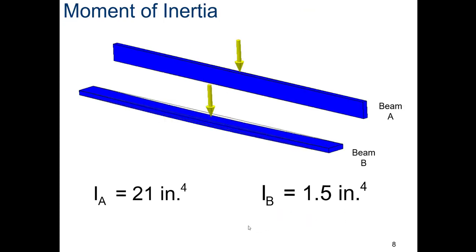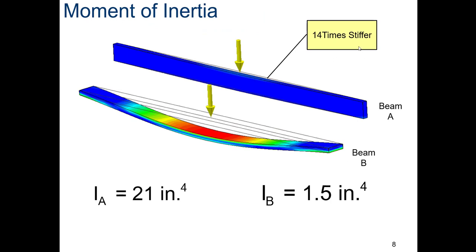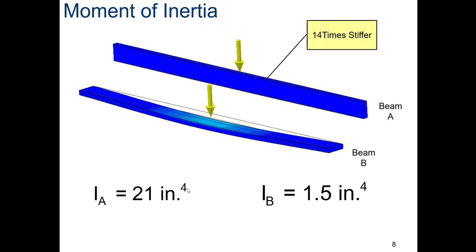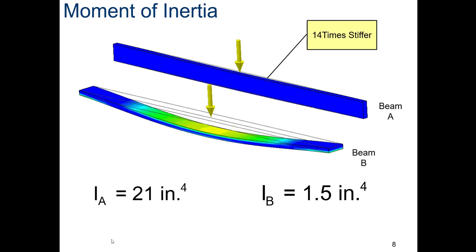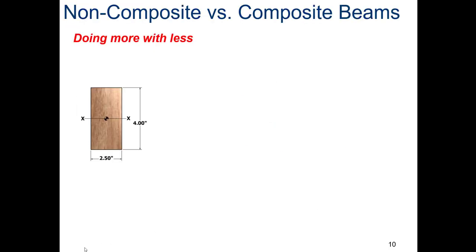Now the other thing we can calculate is how much does it actually bend? Oh, I was close. 14 times stiffer. So basically 21 divided by 1.5 is about 14. Oh, it is 14. Okay.